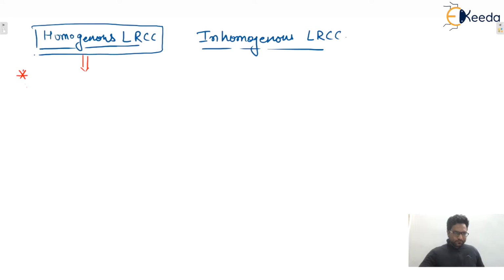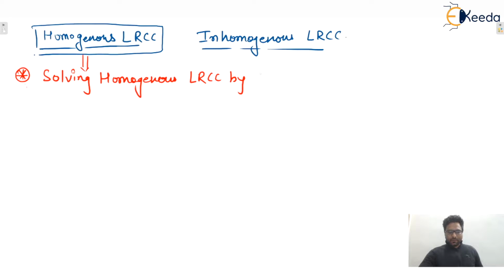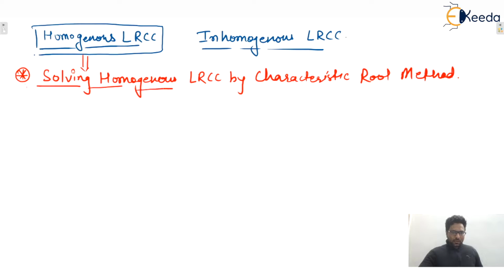So write down solving homogeneous LRCC, and the method is characteristic root method. Characteristic root method. Okay, so we'll see what is this technique or what is this method. We'll see one by one. First one we'll see homogeneous, and after that we'll see the inhomogeneous.